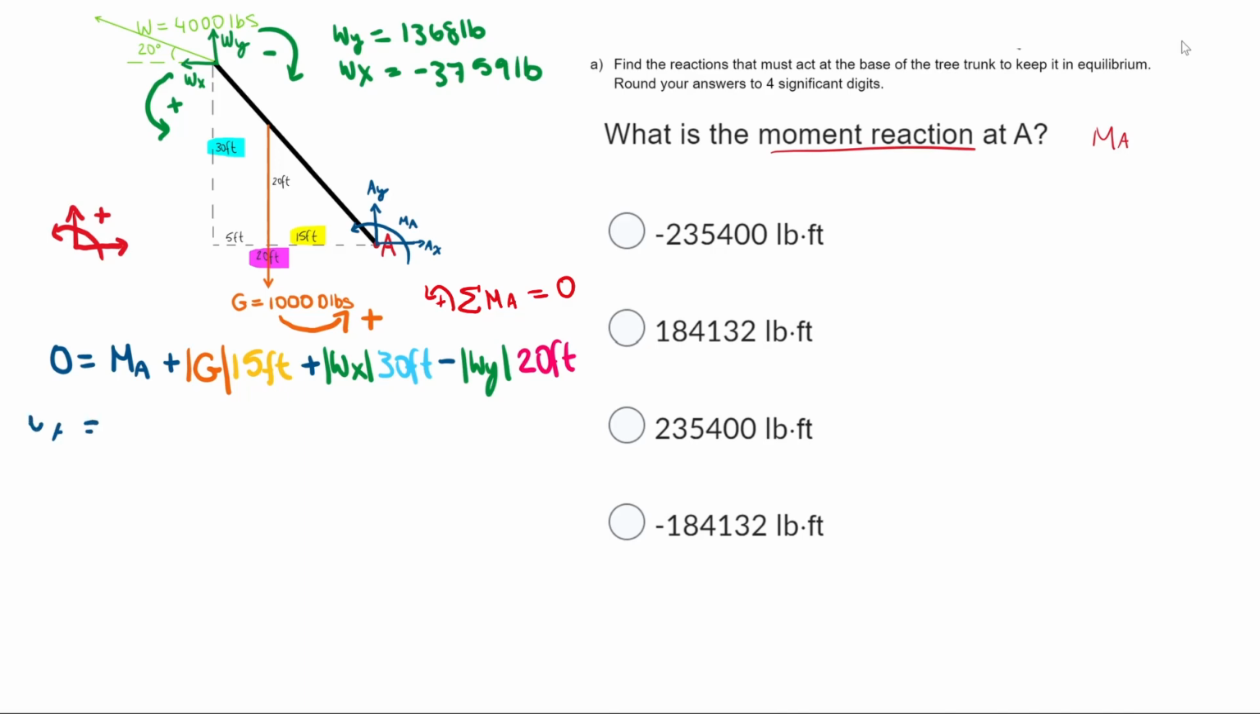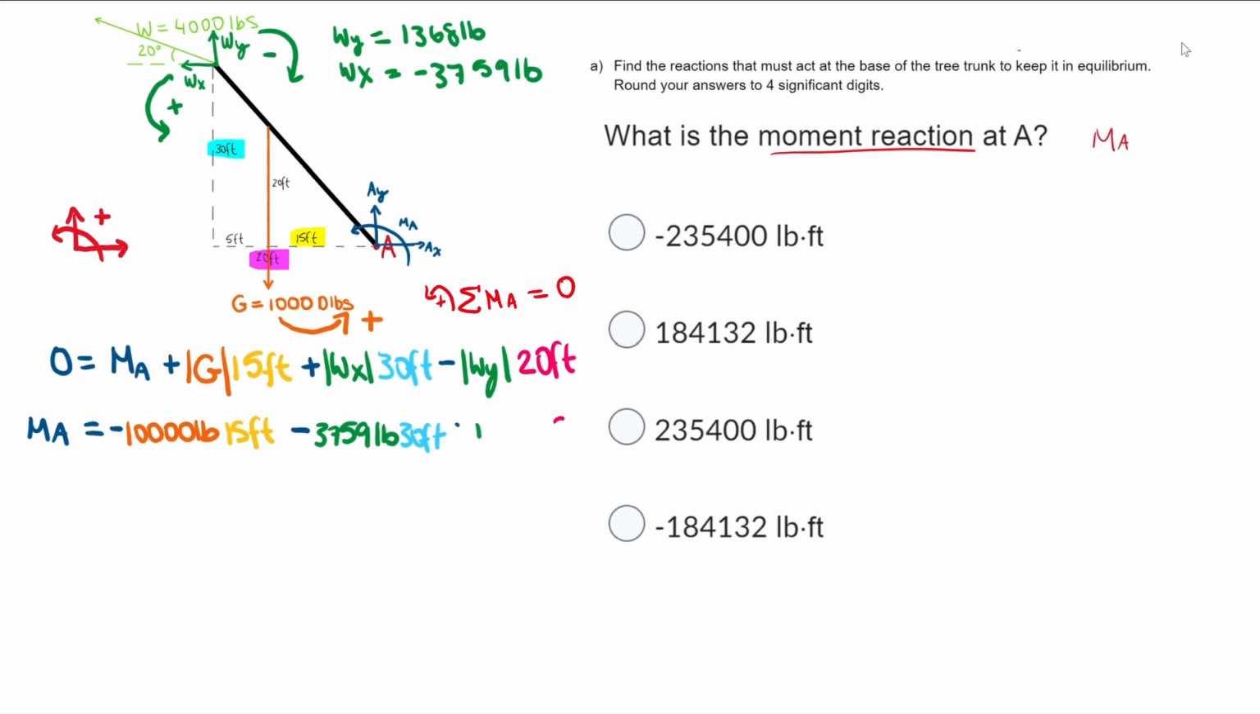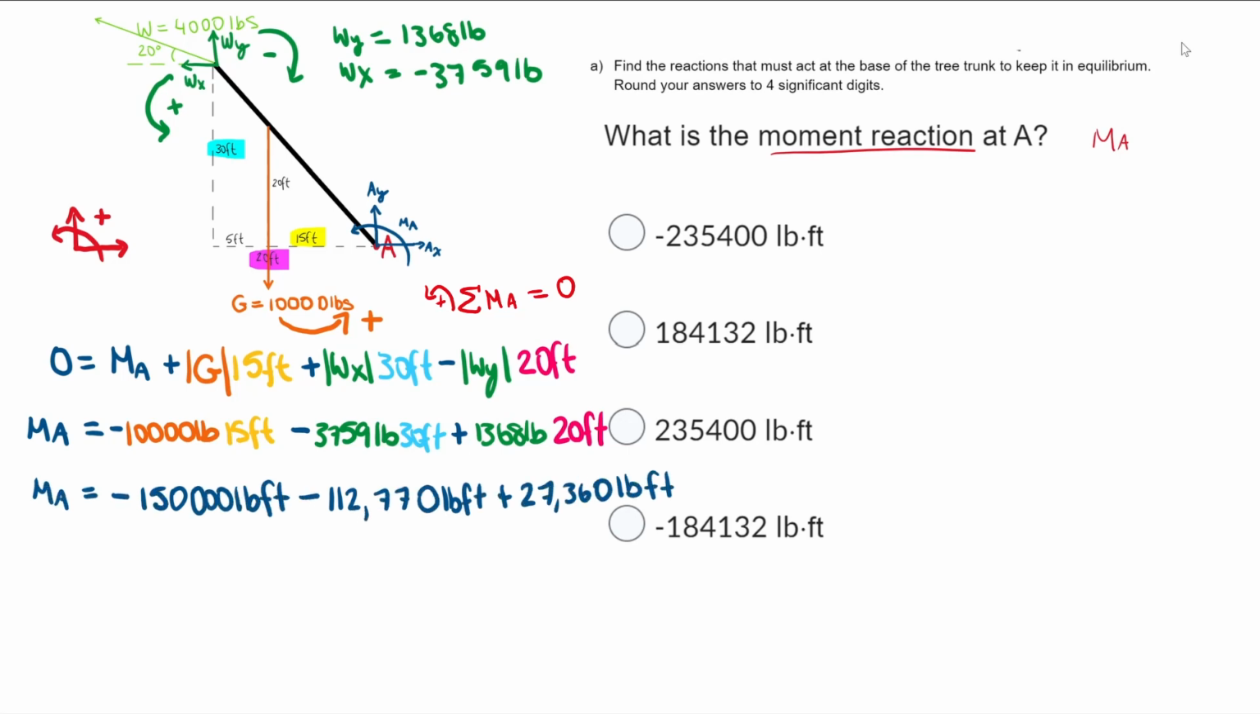So if we rearrange this equation, we'll input all our values. We'll get that the moment at A is equal to negative 10,000 times 15 minus 3,759 times 30 plus 1,368 times 20. And then you'll get all these intermediate values. And finally, you'll get that the moment at A is equal to negative 235,410 pounds per feet. But you'll notice that's not an option here.